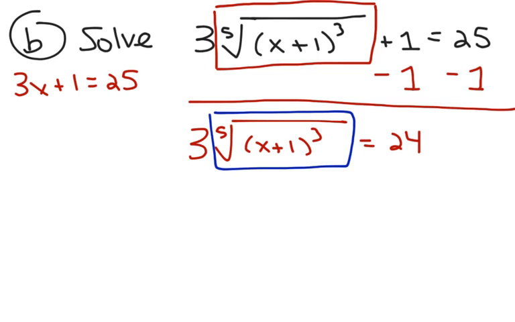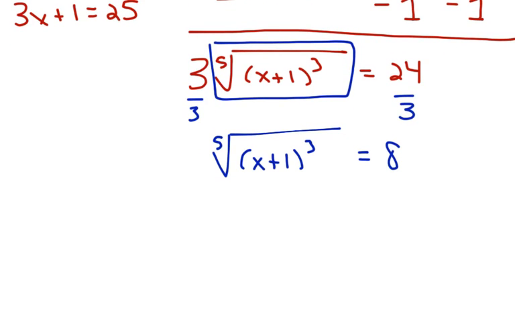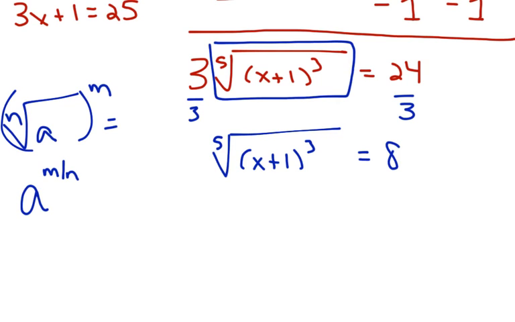Now I can get rid of the 3, and it has to go away by division. So now I'm left with the fifth root of x plus 1 to the third equals 8. Now, our property of radicals said that the nth root of a to the m power is the same thing as a raised to the m over n. It turns out this problem is a little bit nicer looking if we convert this to a rational exponent. And the rational exponent would be 3/5, because the root index always goes in the denominator and the exponent always goes in the numerator. So now, how do I solve this?